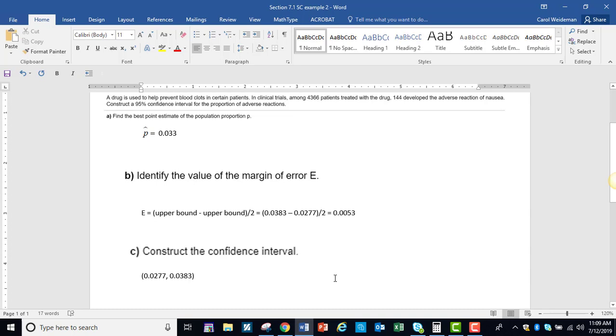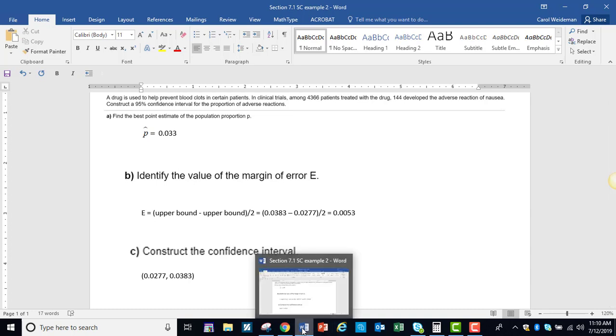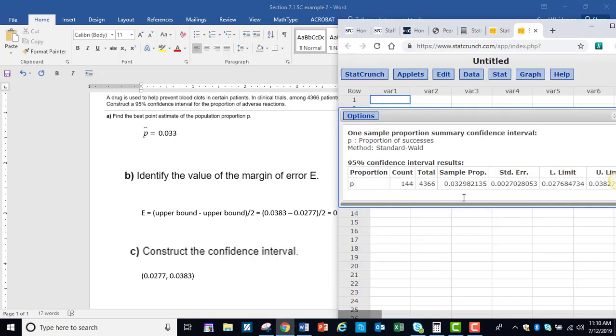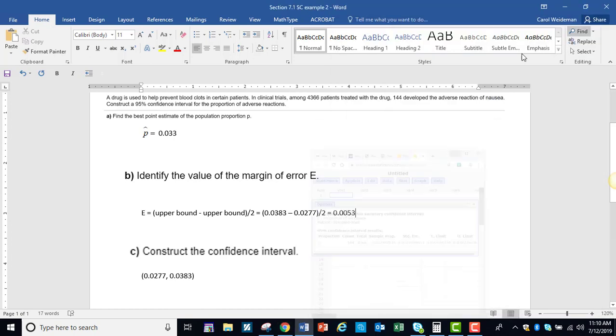And actually, in StatCrunch, if you want to just go ahead and enter the data in at the beginning of the problem, you'll notice here's your point estimate right here. Your sample proportion is the point estimate. So you can actually have StatCrunch do all the work for you on the problem. It'll give you the point estimate, the confidence interval. The only thing that you'll have to calculate by hand is the margin of error, which again is the upper bound of the confidence interval minus the lower bound divided by 2.